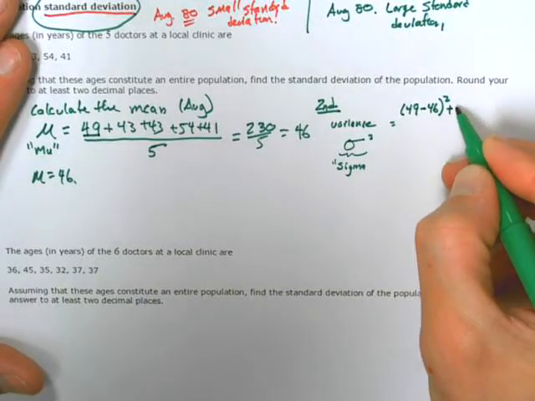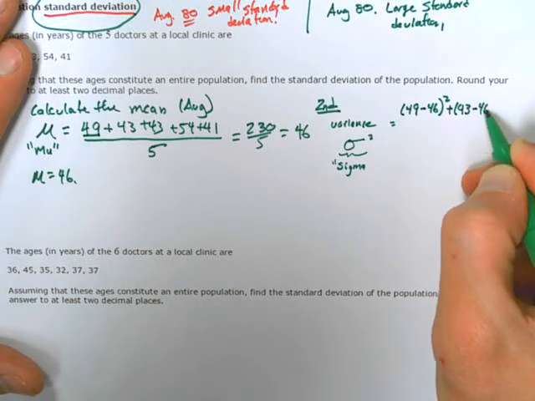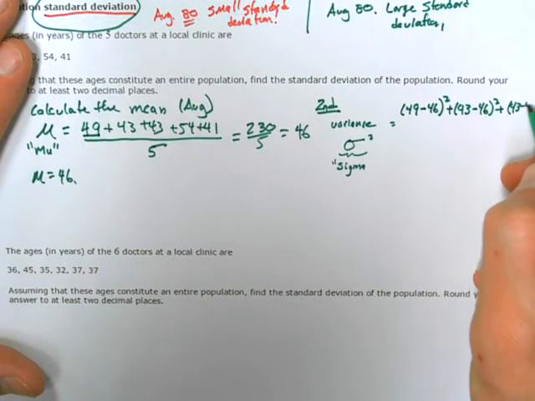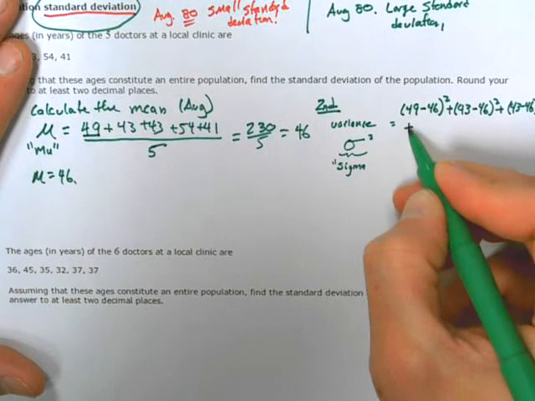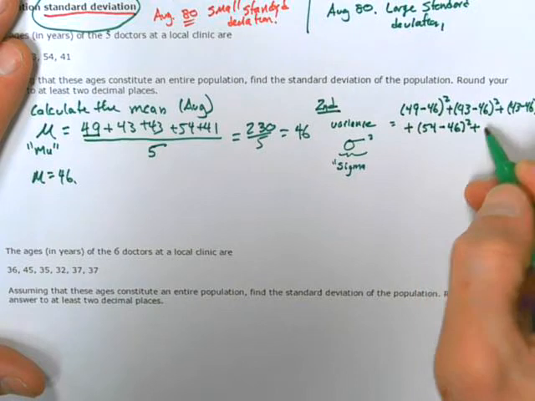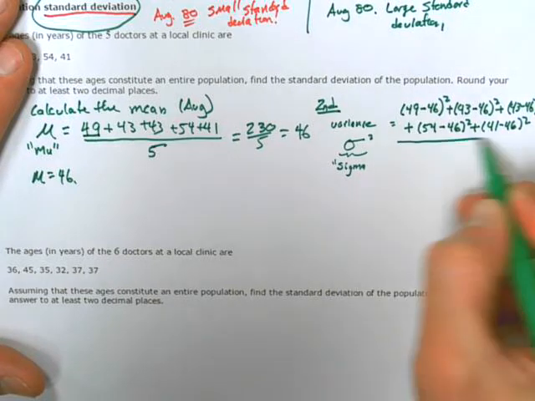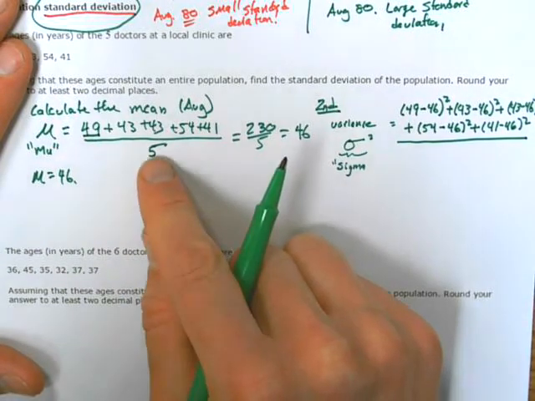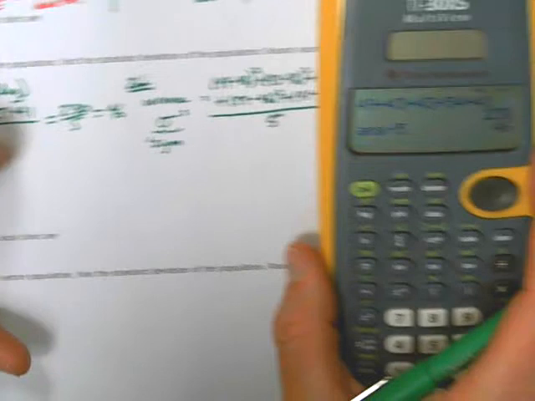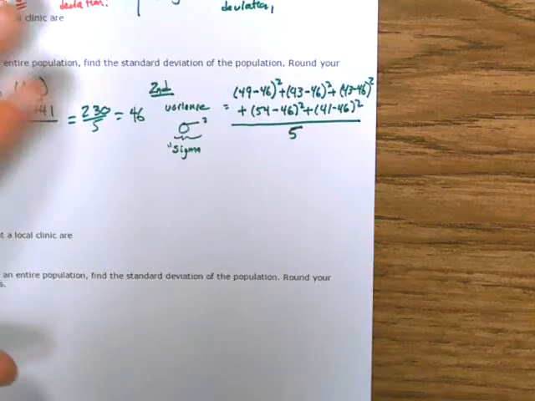So then I'm going to add the difference 43 minus 46 squared, plus another 43 minus the average 46 squared, plus 54 minus the average 46 squared, plus 41 minus the average 46 squared. Then I have to divide that by the total number of data points, which again is 5. So let's see if we can calculate that. Actually it might even be easier to do this by hand.